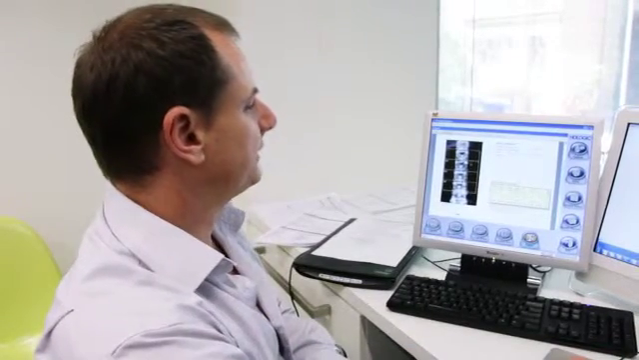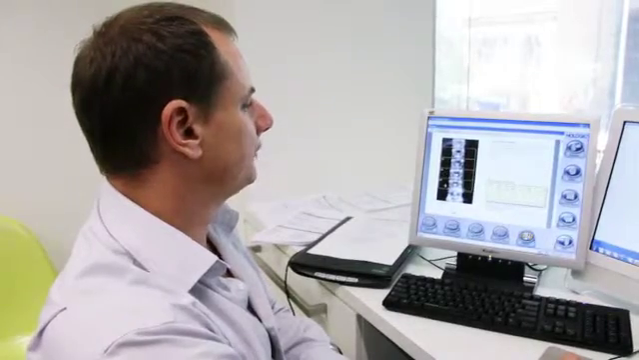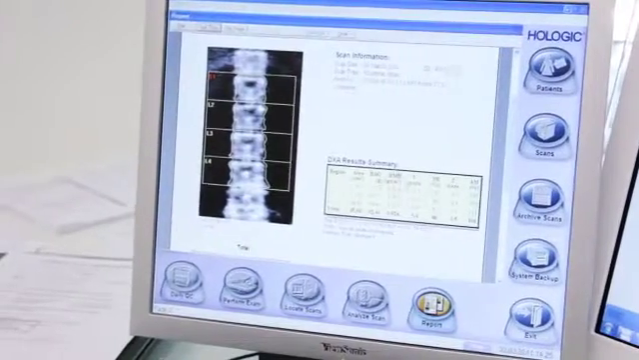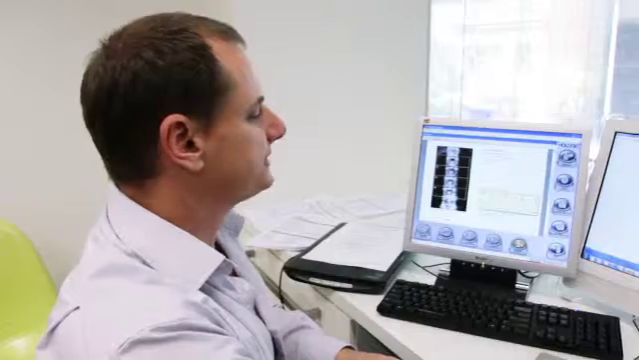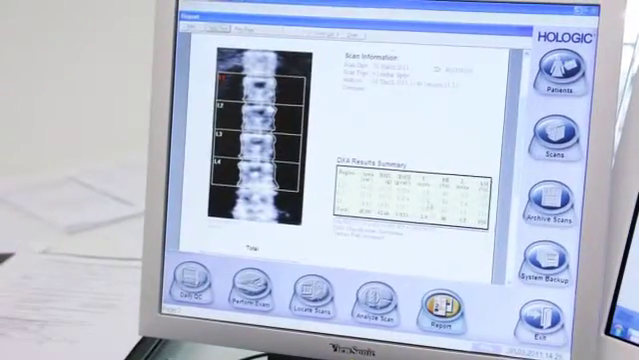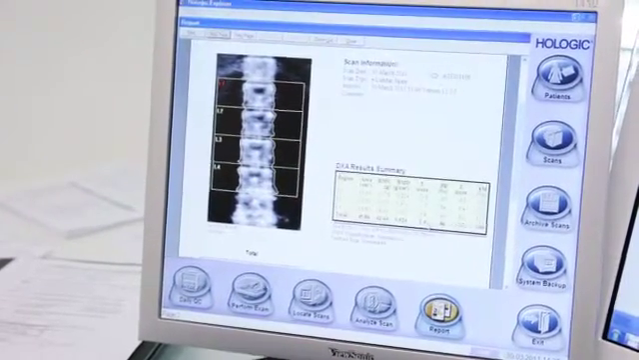The second scan I'd like to take you through is that of the lumbar spine. You can see here we have each vertebrae labelled as L1, L2, L3 and L4. Again, if we look at this chart, we have bone mineral density, which is again simply bone mineral content divided by area. We have a T-score that is labelled for each vertebrae, and we also get a total.